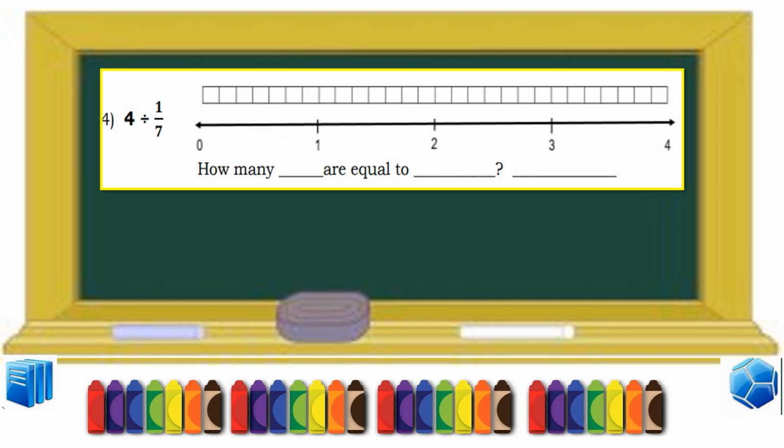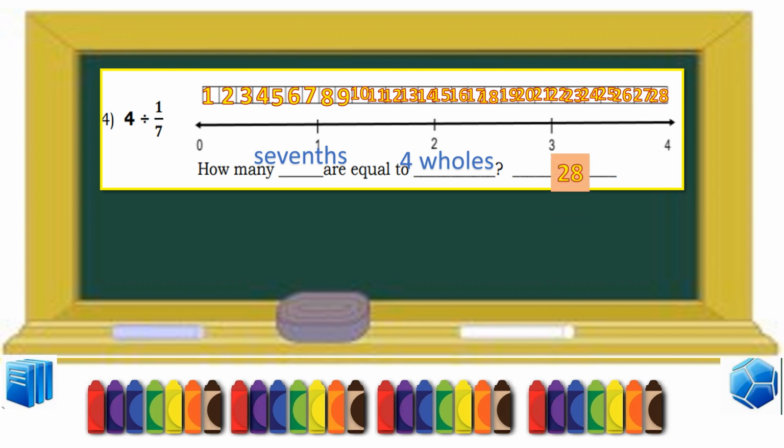Number 4, 4 divided by 1/7. So how many sevenths are equal to 4 wholes? So let's count, 1, 2, 3, 4, 5, 6, 7, 8, and so on up to 26, 27, 28. So there are 28.